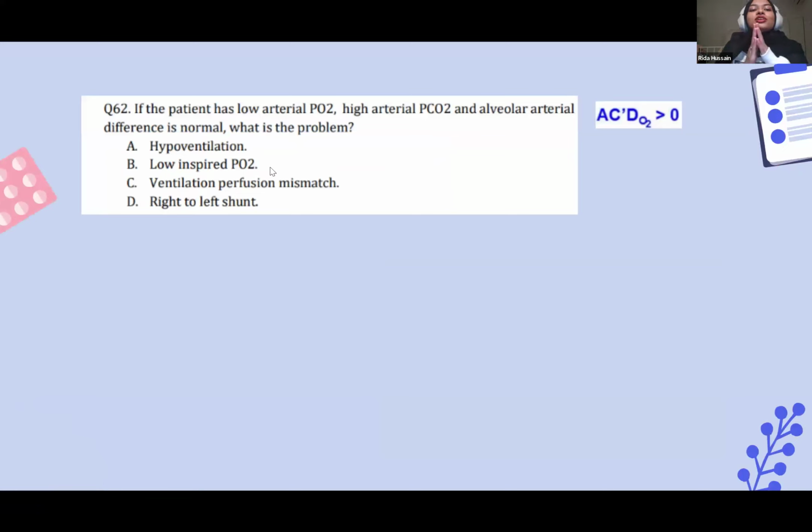Next, this question. If the patient has low arterial partial pressure of oxygen, but high arterial carbon dioxide partial pressure, and alveolar arterial difference is normal, what is the problem? Again, I want to reiterate that alveolar arterial difference is this concept that we talked about, the difference between the alveolus and the capillary of oxygen partial pressure. It's normal.